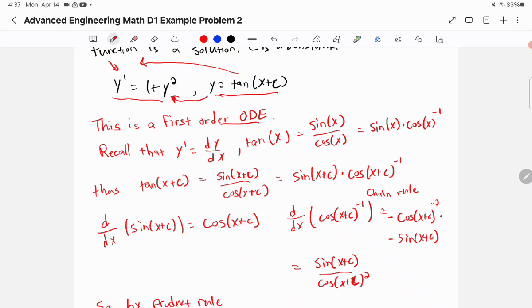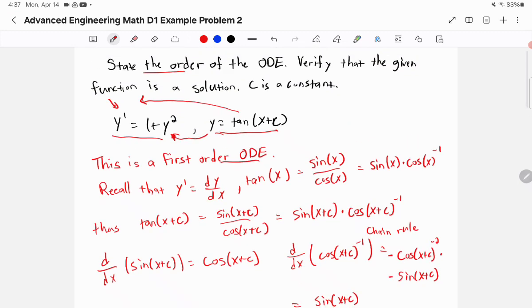Now the second part is, as I mentioned, we have to find y prime and make sure that it is actually consistent with this solution. So take the derivative of this solution with respect to x, and verify that if I substitute in y for y squared, I get the same thing. So here's what we're going to do.